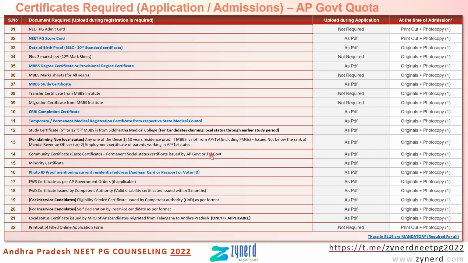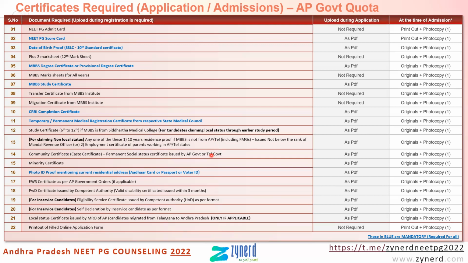Community certificate or caste certificate, a permanent social status certificate issued by the AP government or Telangana government, is applicable. Like we said, candidates from both states are eligible for all the categories of reservation that are available. We expect that there is no specific notification on EWS yet. We expect that even in EWS, because of the 10-year rule, candidates from Telangana EWS will also be eligible for AP EWS.